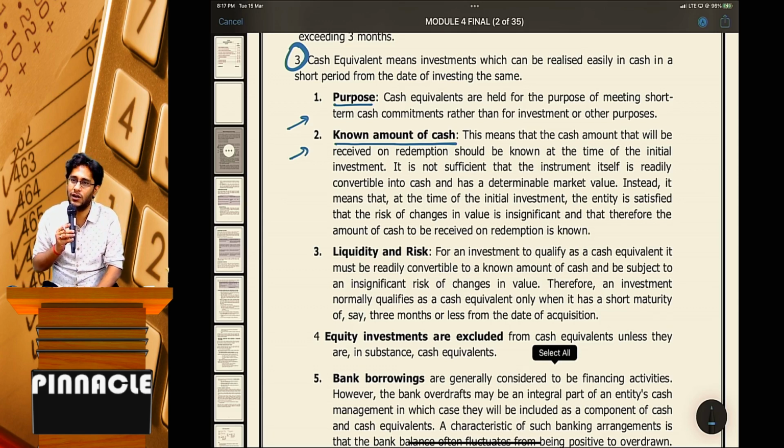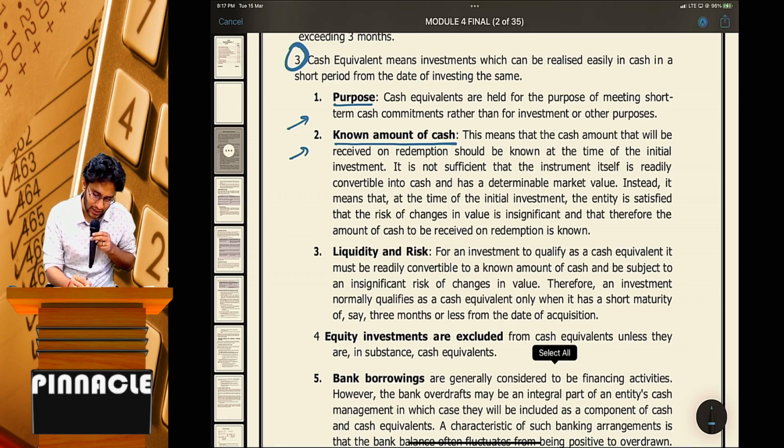Sir, gold, sir. Gold, is it cash equivalent? Because many of us, in our house, we buy gold and keep like that. Whenever we require, in future we will sell it. Is gold cash equivalent? Why not? Again, it's subject to heavy fluctuations in the market. Gold prices are not safe prices. So the gold is not considered.